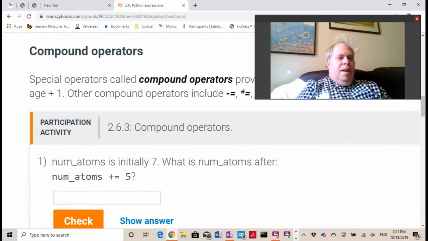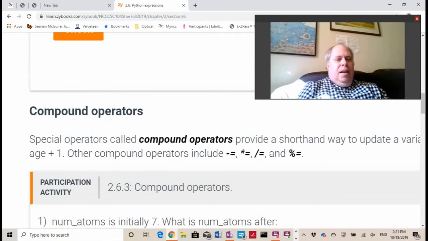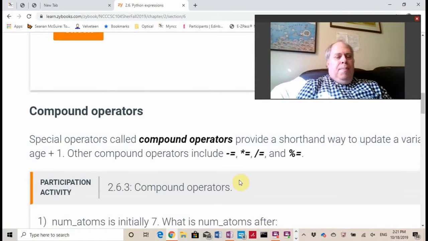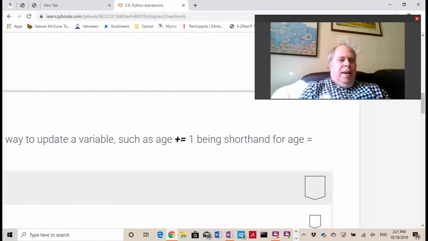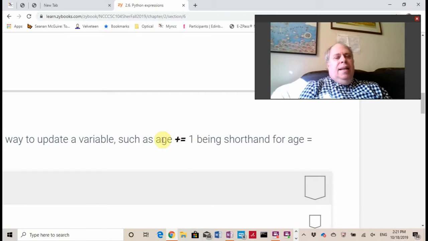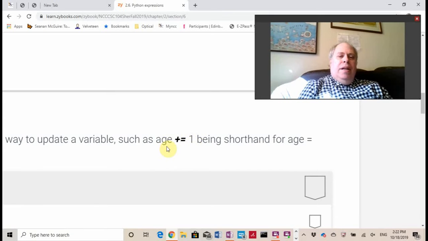And here is some stuff, but this is the last thing I'll show you. The compound operators, like plus equals, right over here. Age plus equals 1 is going to add 1 into age. So if age was 5, and you did age plus equals 1, it would turn into 6. If age was 100, it would turn into 101.